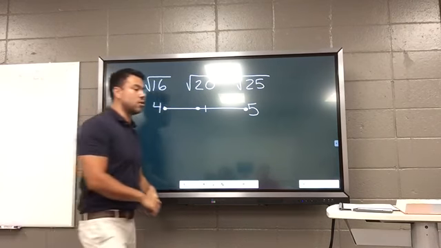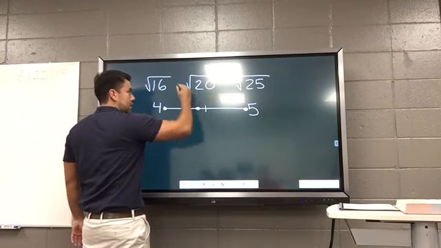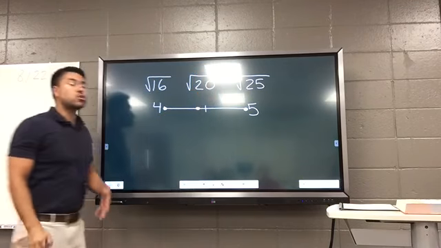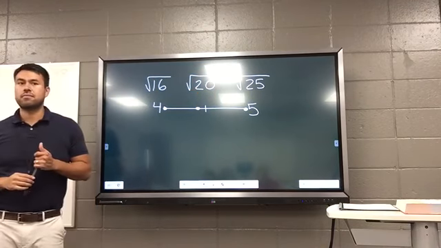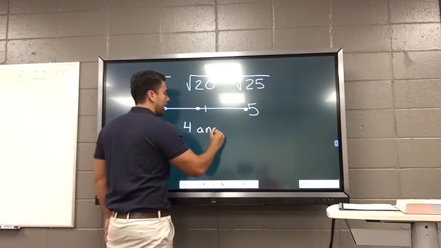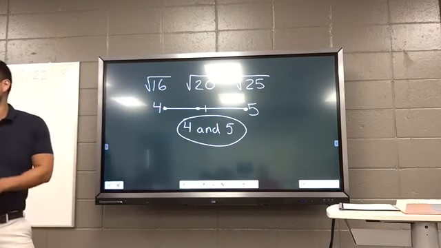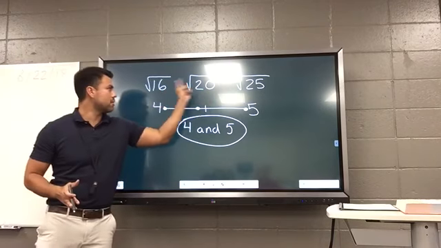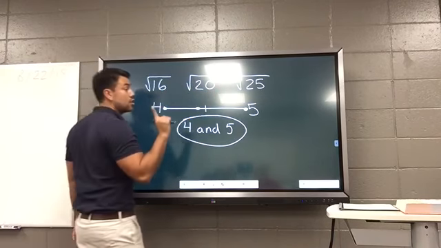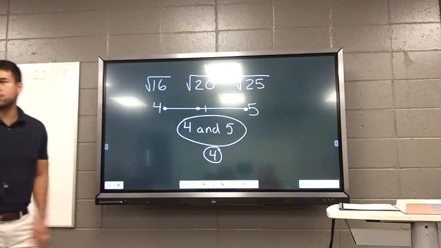So what do you have to do on your assignment? If I say find the square root of 20, do you know the exact value? No, this is what you put. It's in between 4 and 5. That's going to be one of your answers. It's in between 4 and 5, and we can see that here from that. And which one is it closer to? 4. So you put 4. That's what you're going to have to do.